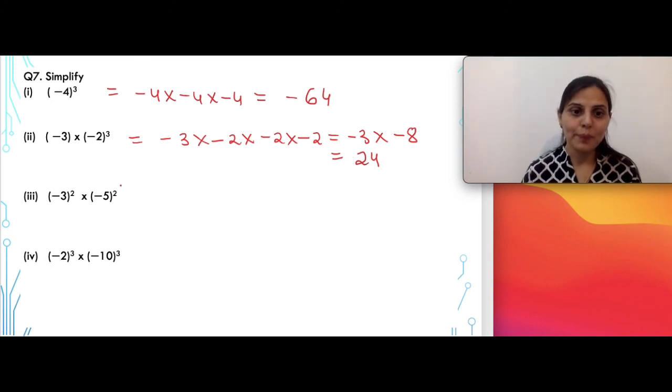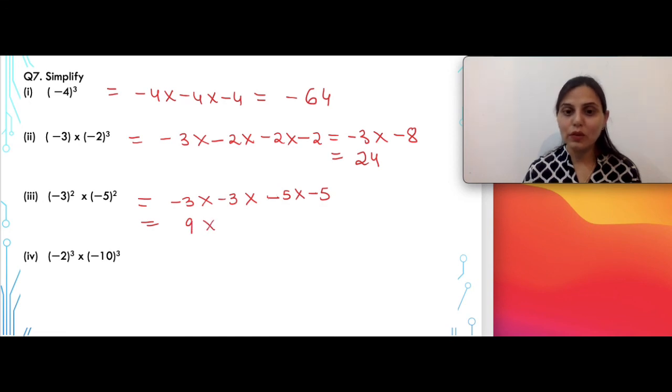Or simply you can write it as 24. Then for the next one, minus 3 square means minus 3 multiplied by minus 3 and minus 5 square means minus 5 multiplied by minus 5. Now minus into minus changes to plus, so 3 into 3 will become 9. Similarly, minus 5 into minus 5 will change to plus again, and 5 5s are 25. So when you multiply these two, you'll get the answer as 225.